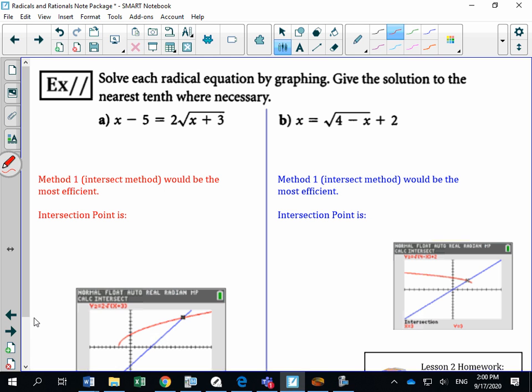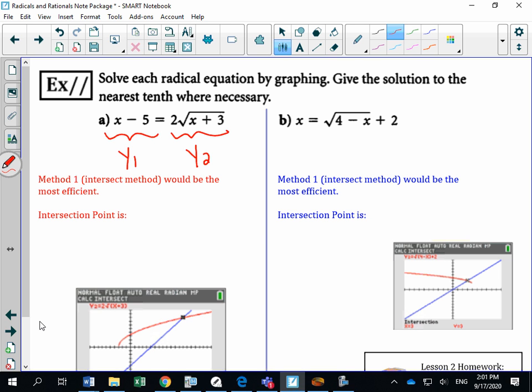Next class example, very similar. What's going to happen for these two, I'm not going to punch them into the calculator. I want you guys to punch them in. What I would do for A is the intersection method. I think it's going to be the most efficient. So plug that into y1, plug that into y2, and pause the video and then unpause it, and I'll give you the answer once you get your intersection.